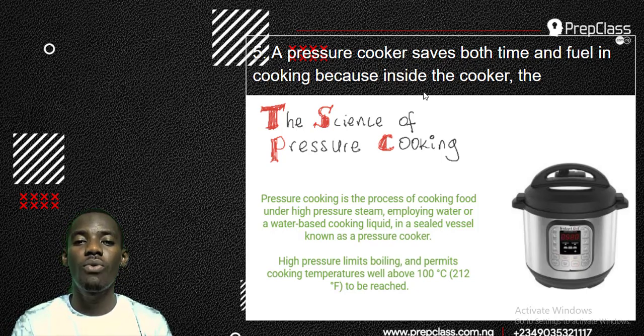Now, some of the food that we cook at home doesn't really boil well, but a pressure cooker is an excellent device that helps to boil food to an extremely high temperature, and that is good for killing any germs in food. So we have a sealed vessel known as a pressure cooker. This is a pressure cooker, okay? So we have high pressure, which limits boiling and permits cooking temperature above 100 degrees Celsius.